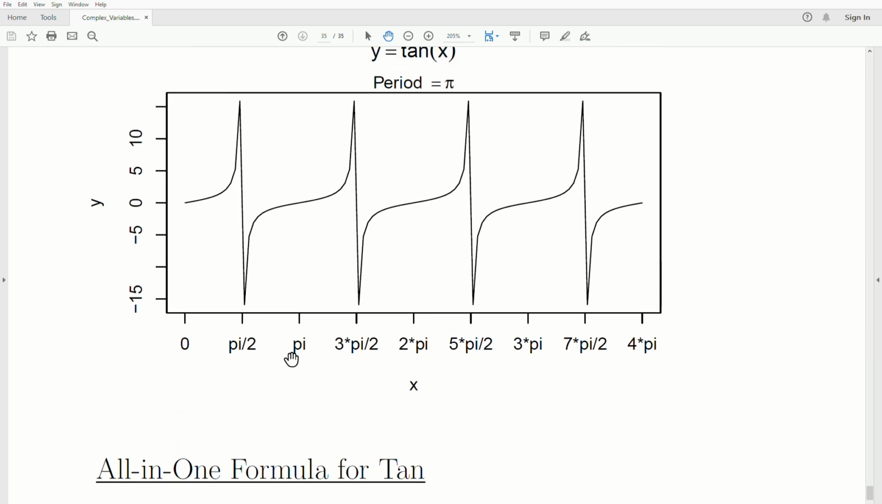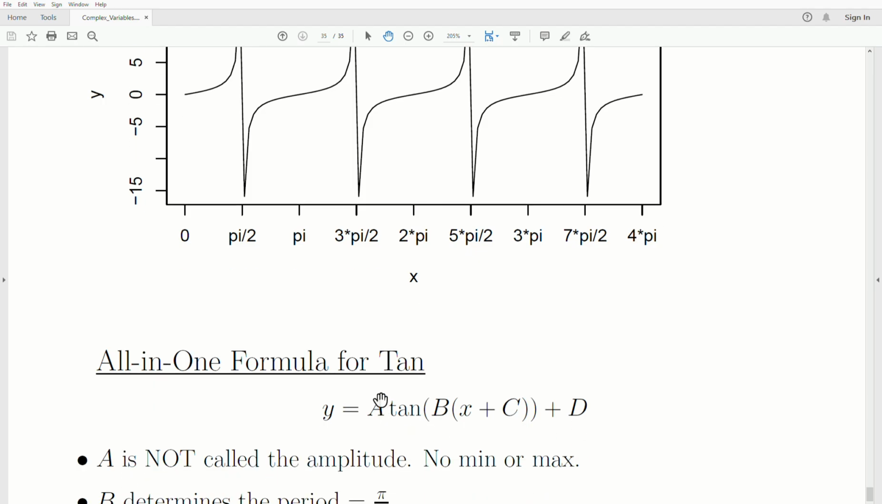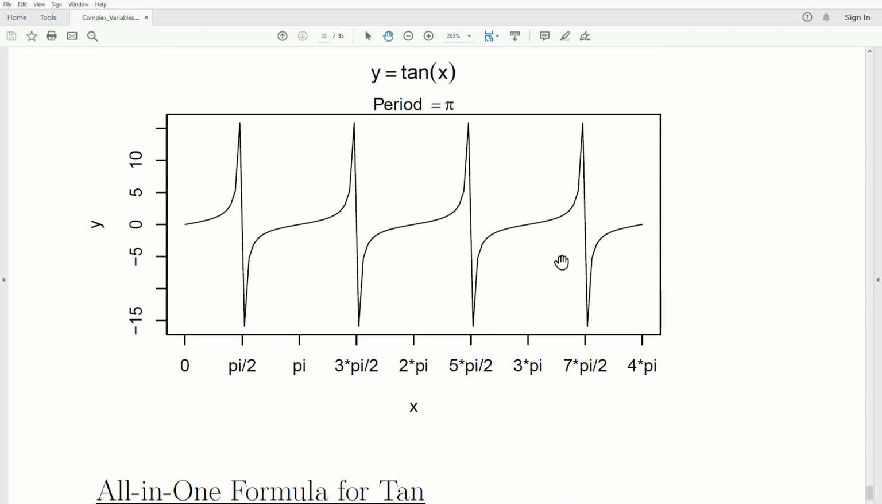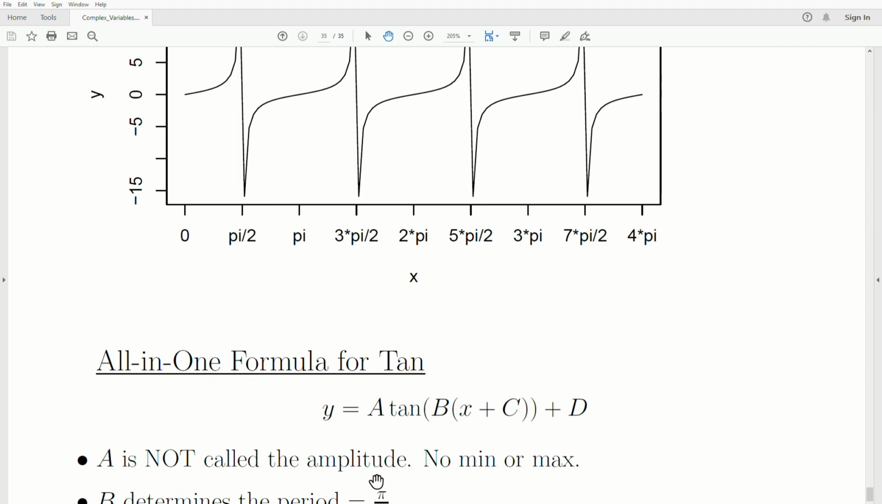Now, the all-in-one formula for the tangent is very similar. It can be written like this, but in this formula, A is not the amplitude. And if you look at this graph, there's no maximum or minimum. It's infinity and negative infinity. So there's no amplitude when we talk about the tangent function, right? And that's because there's no min and max.